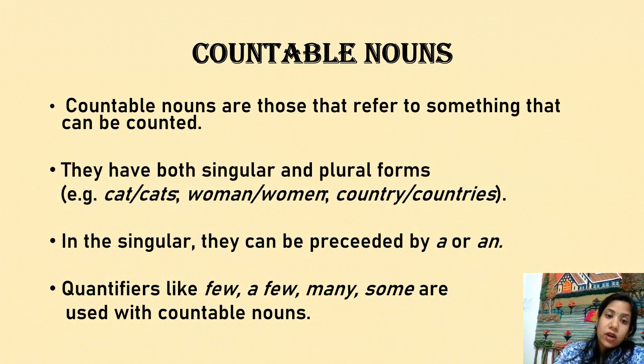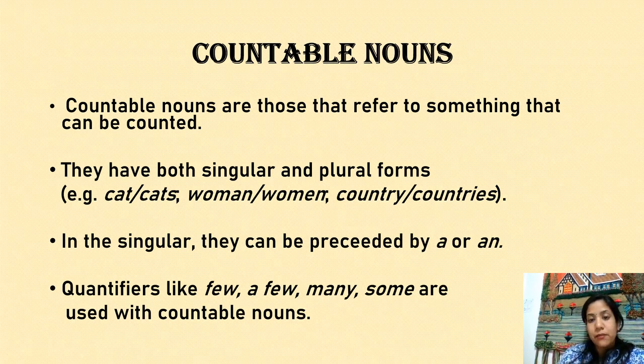Now there are certain quantifiers which are used with countable nouns to indicate the quantity. For example, few, a few, many, and some. We can say a few students are sitting in the library. We can say many students are participating in the annual function. So here we have few and many to specify a countable noun. So things which can be counted are referred to as countable nouns.